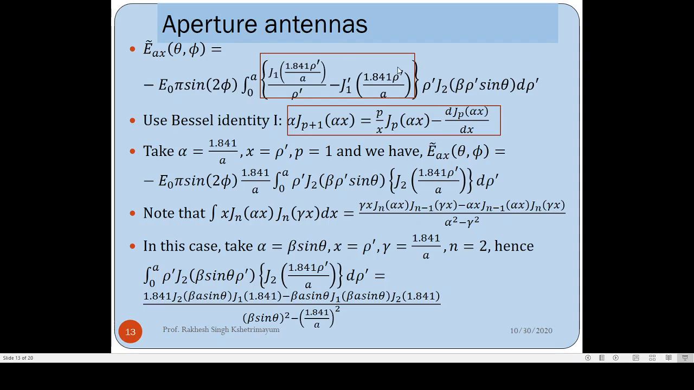When I do the integration of this term, I can use this identity: alpha J(p+1) of alpha x is equal to p by x J_p of alpha x minus del by del x of J_p of alpha x. P is the order of the Bessel function, J means it's the Bessel function of the first kind, x is the variable, alpha is a constant. So look at this expression, compare these two equations. What you can observe is that, let us look at the right hand side.